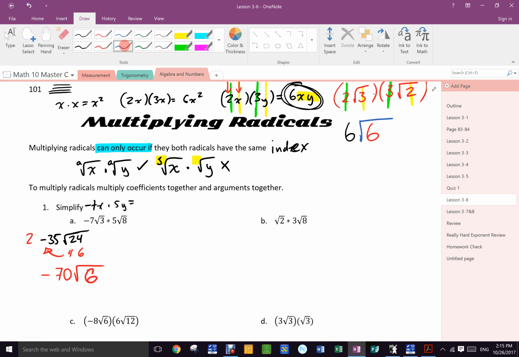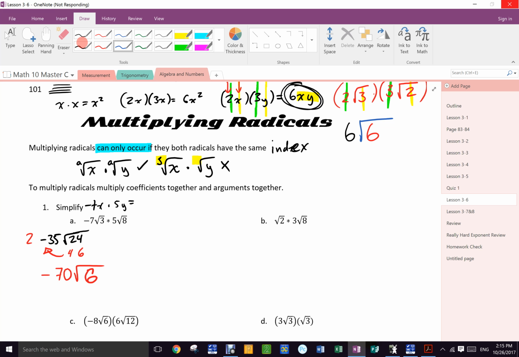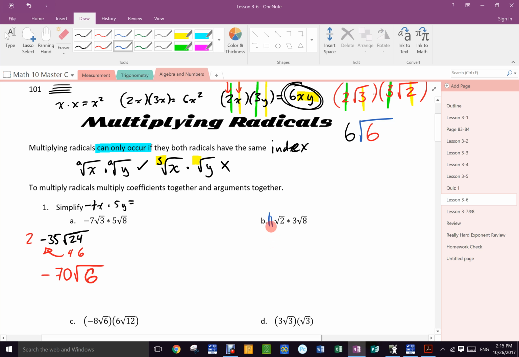What is my coefficient when there's no coefficient? No, not index, Brianna, coefficient. 1. So what do I do with 1 and 3? Multiply them to get what? 3. As soon as my computer thaws, we'll do that. You guys can go ahead. 1 and 3 gets me 3.